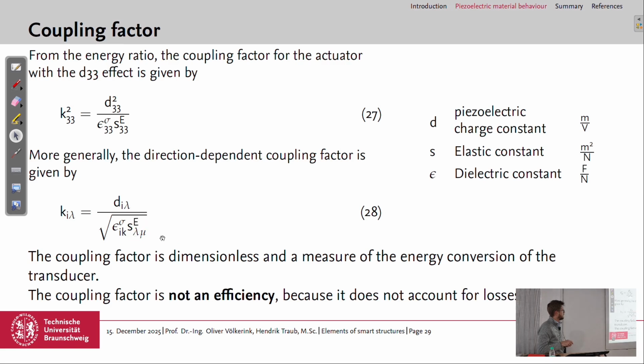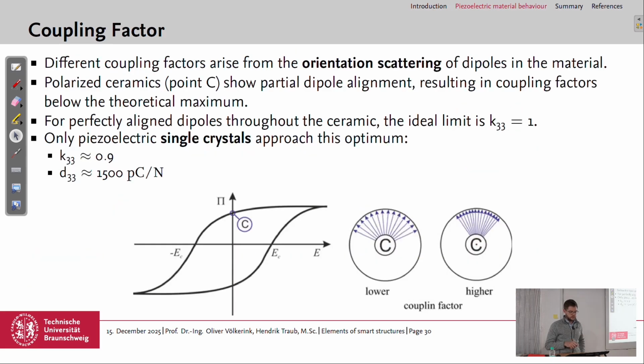compliance lambda mu. And the coupling factor is dimensionless, and the measure of the energy conversion, as mentioned, of the transducer, but it's not an efficiency. It does not account for losses. So it's just an expression of how good the transducer is, but without losses. So it's more or less a material parameter.